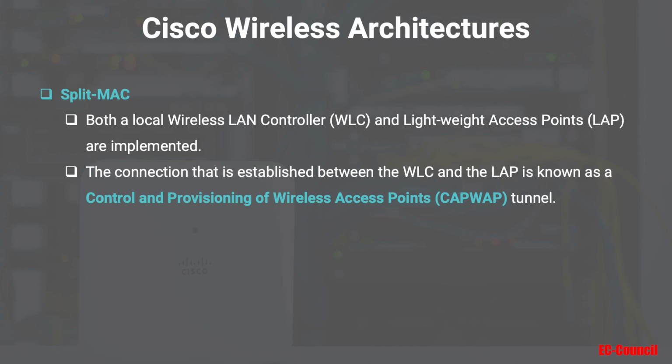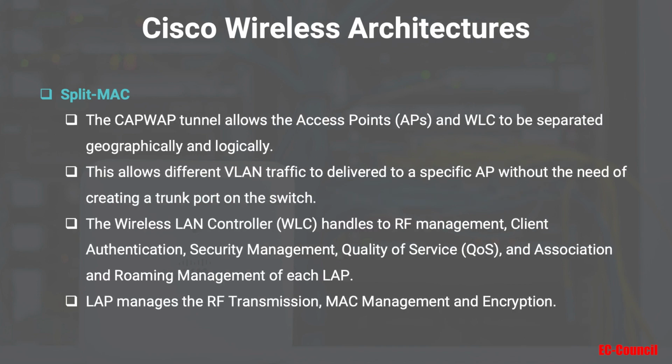The name of the tunnel is called the Control and Provisioning of Wireless Access Points. In short, it's called a CAPWAP tunnel. The CAPWAP tunnel simply allows the controller, which is of course installed within your company, to exchange data and manage the lightweight access points. Furthermore, the CAPWAP tunnel allows each access point and the wireless LAN controller to be separated both geographically and logically.